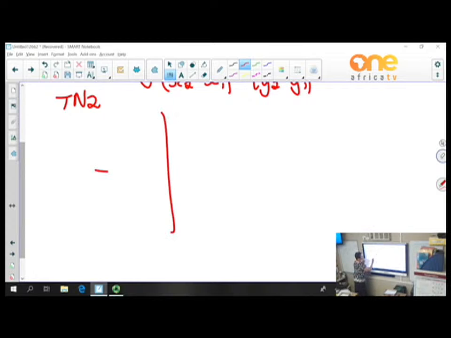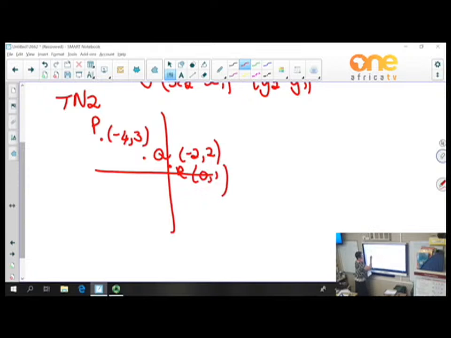Right, and I said let's draw the pictures just to understand it a little bit more. So the first one is negative 4, 3, which is P. The second one is negative 2, 2, Q. And then the last one is R, which is 0, 1. So this is the direction of this straight line. So show the lengths of PQ, QR, and PR, that's what we need to calculate.